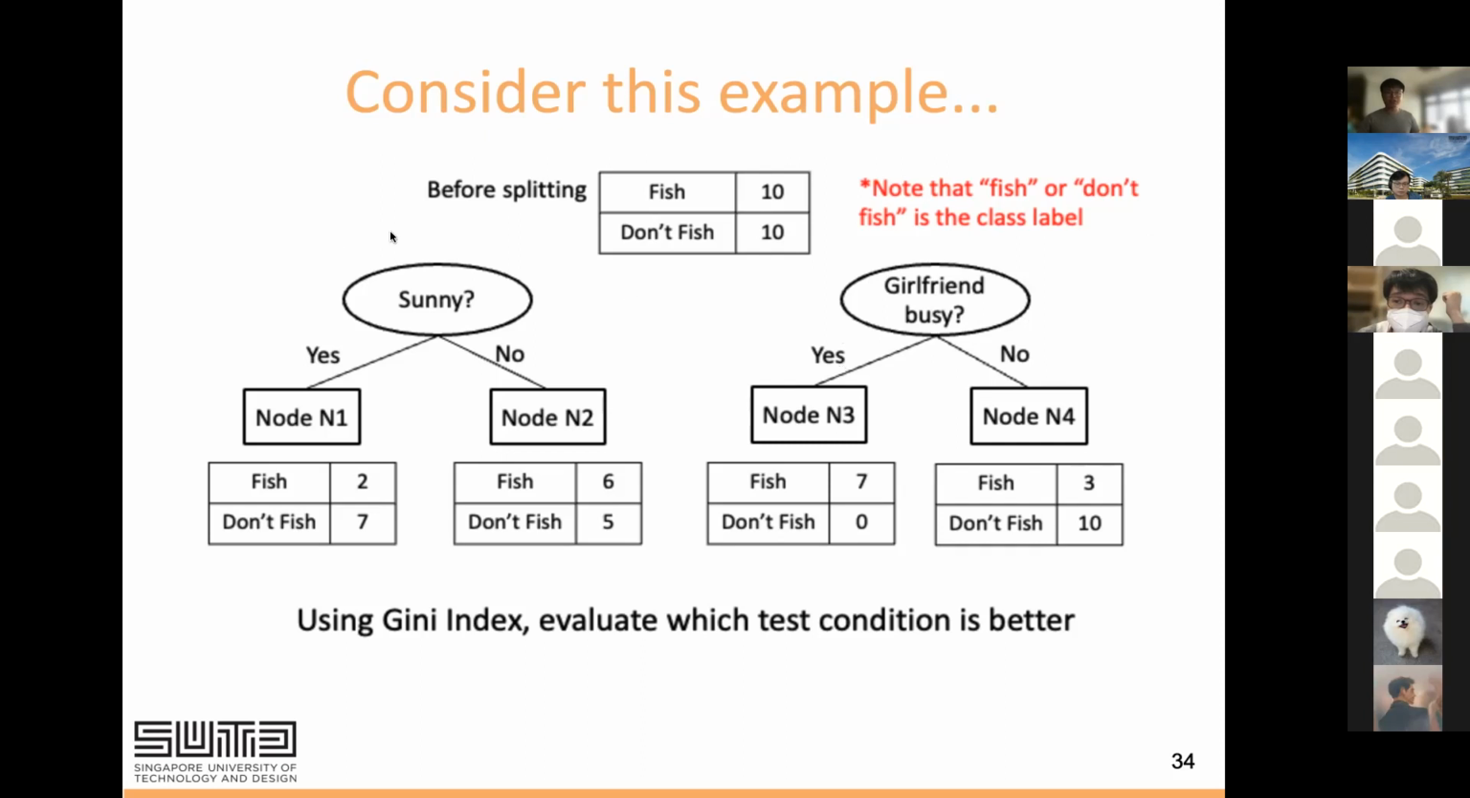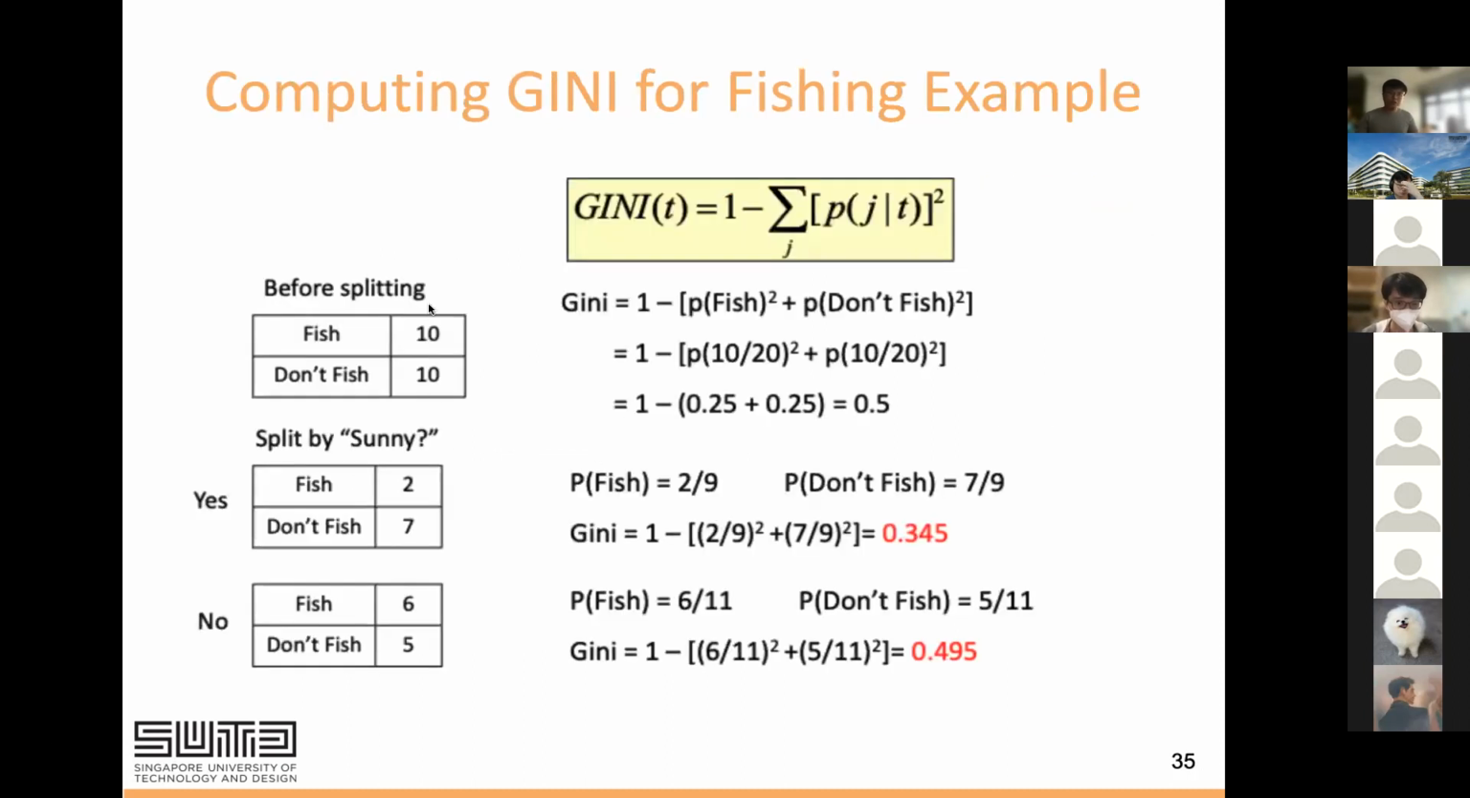So in this case, we can take a look at these two features and the decision made based on these two features. If we use the Gini index, can we actually evaluate which test condition is better? So let's take a look at the first condition, which is split by whether the weather is sunny.